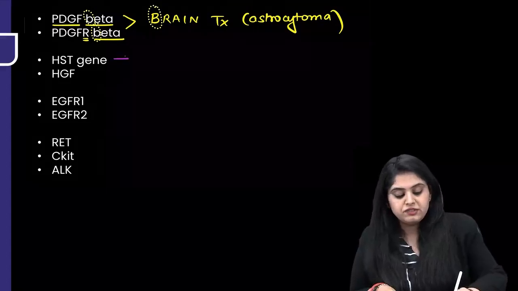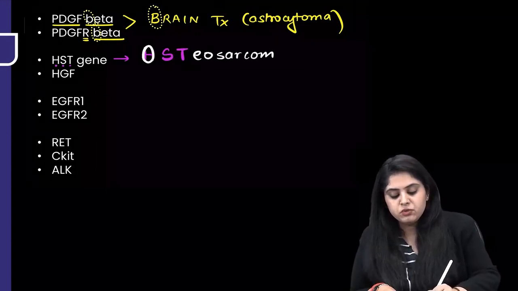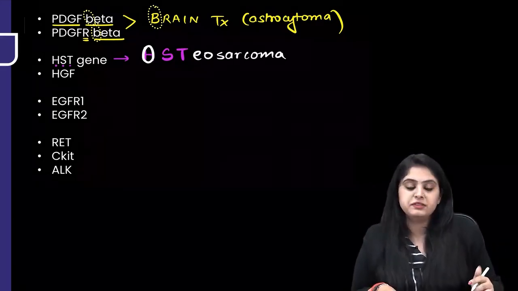Next is HST. The way you say HST, so instead of HST, can you now convert it into OST? Because which is the cancer that happens with HST mutation? Osteosarcoma. So HST ka OST, osteosarcoma happens.